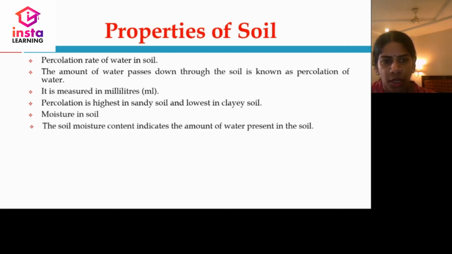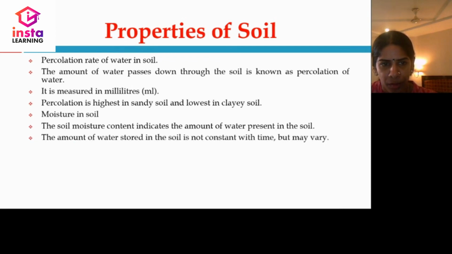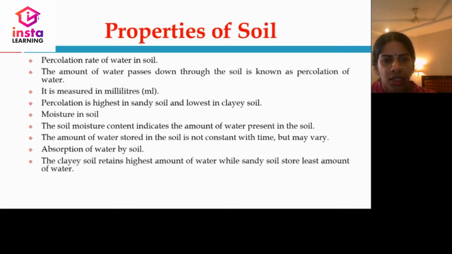Moisture in soil. The soil moisture content indicates the amount of water present in the soil, that is in the form of water vapor. The amount of water stored in the soil is not constant with time. It varies. Absorption of water takes place by the soil. The clayey soil retains the highest amount of water while sandy soil stores the least amount of water.